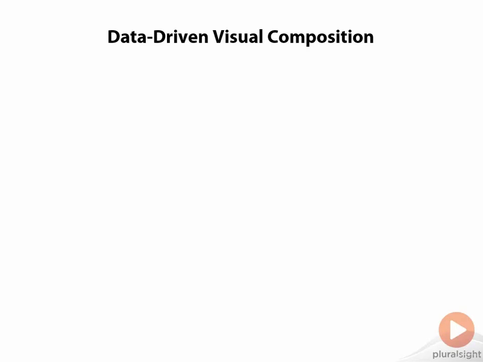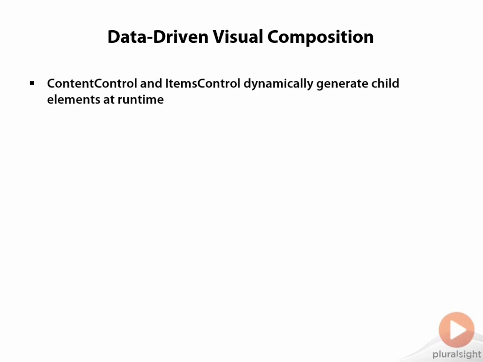Let's talk quickly in concept about the data-driven visual composition of data-bound controls, and then we'll see how it really works in a demo. Mainly what I'm focusing on here are content controls and items controls. And these controls, when you're using data binding, can dynamically generate child elements. They do it based on the data-bound objects that they're pointed to.